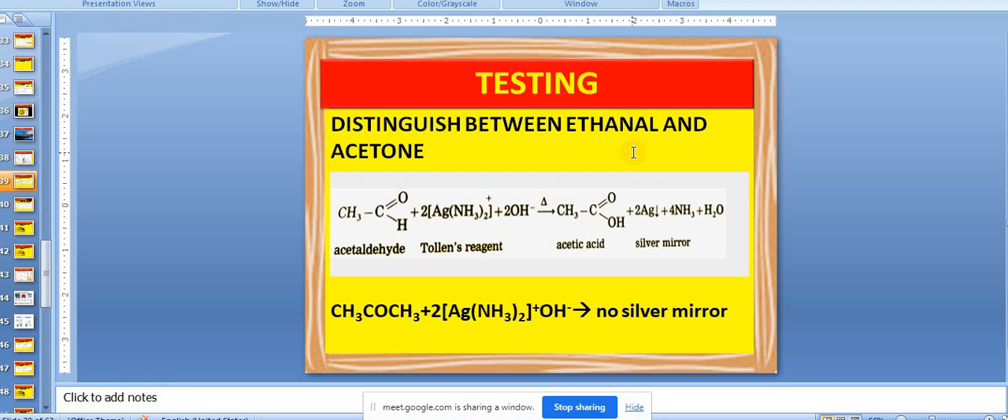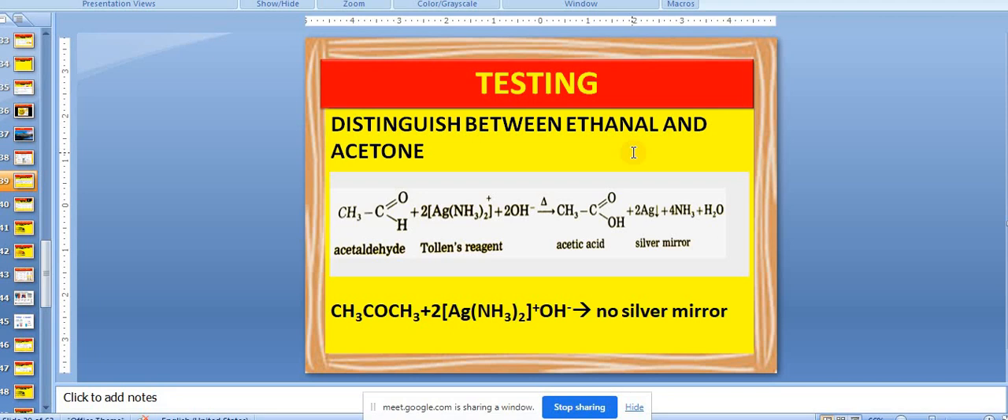When you are writing this reaction, if it is possible, you can balance it. But if it is not possible, no problem. At least the products you should write properly. All the products should be there, and you must mention that the silver mirror is formed. And for acetophenone, you will write no silver layer. This is the point we need.